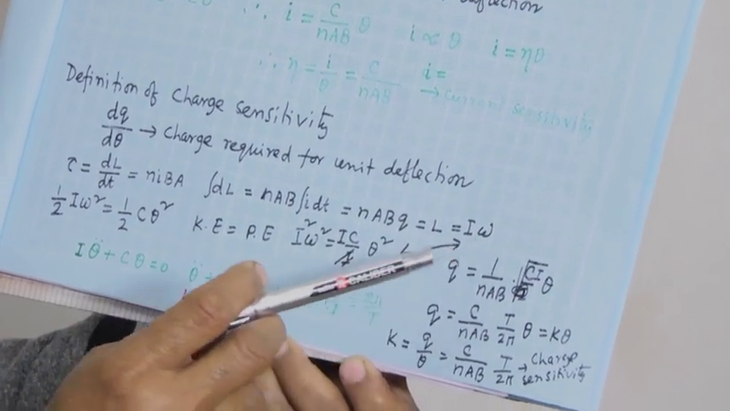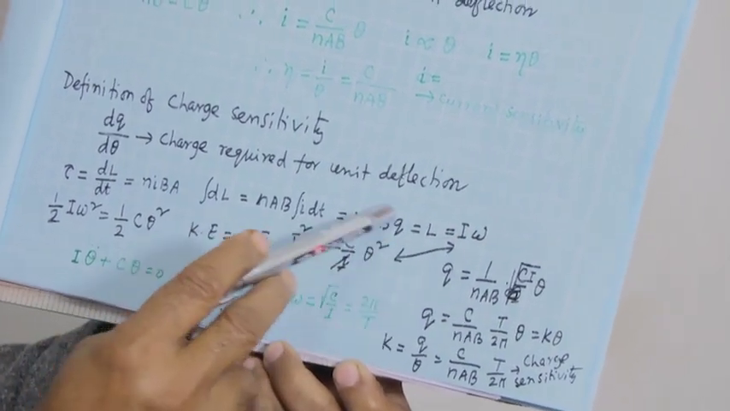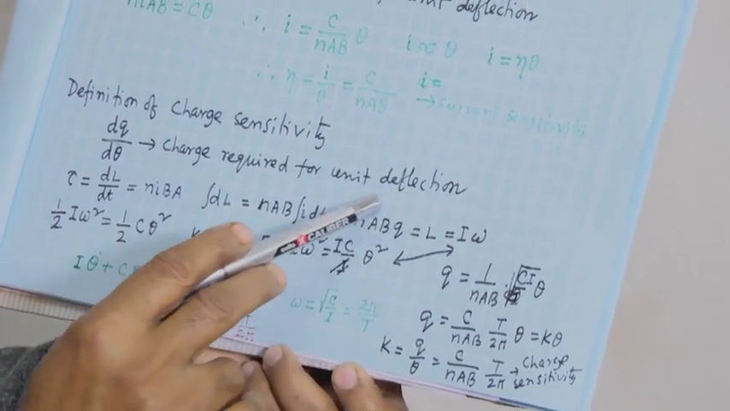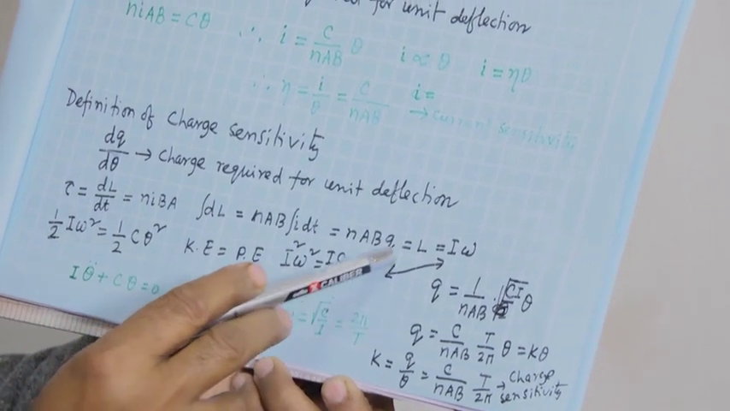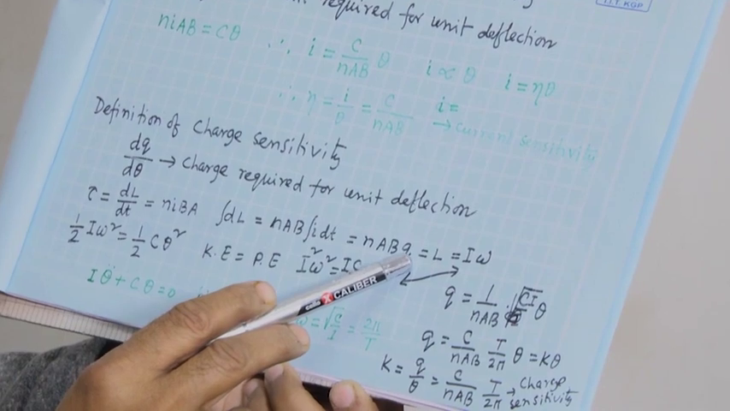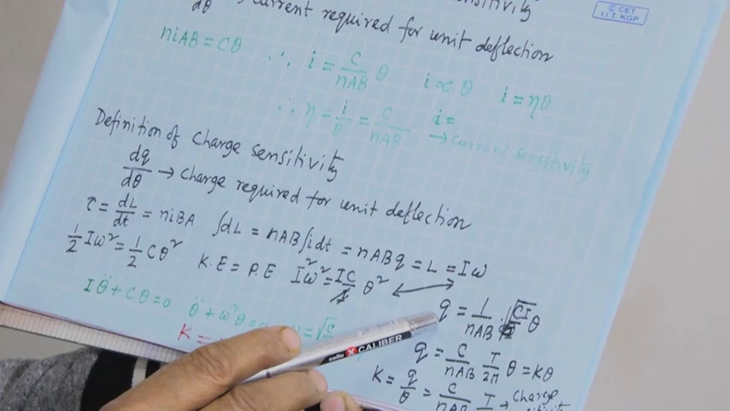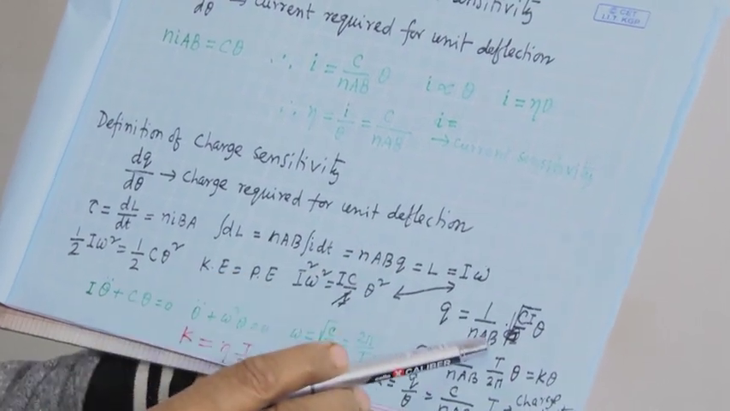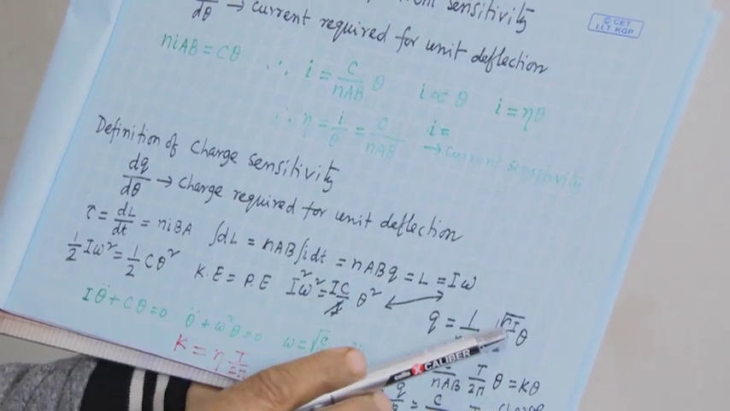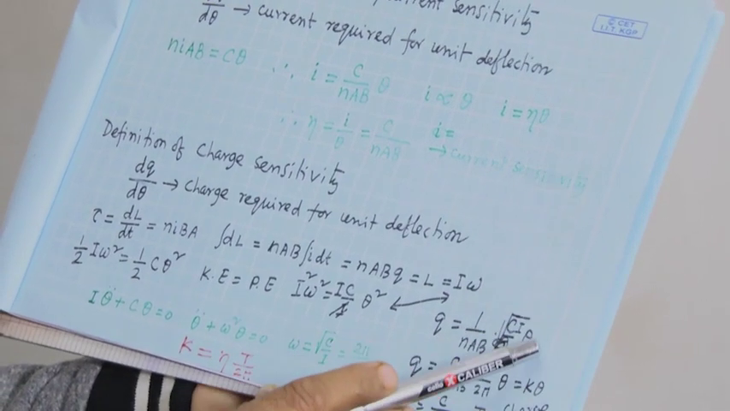Now if you equate these two, I omega equal to this and I square omega square equal to this, you can eliminate this I omega. Equating the squares, the square root of this will be equal to the square root of this, so q will be equal to 1 by n a b and the square root of c I into theta square, so theta comes outside of the square root, that is theta.